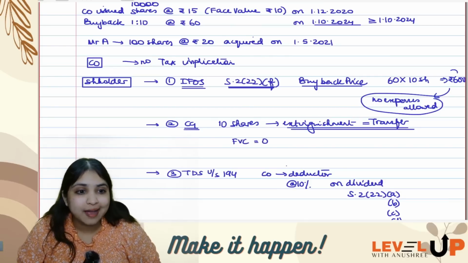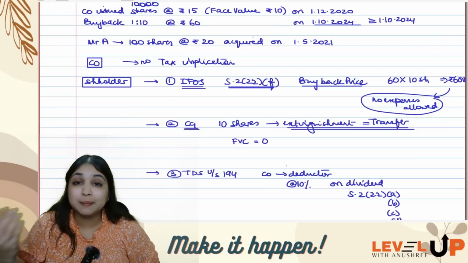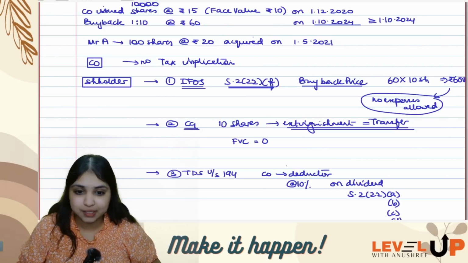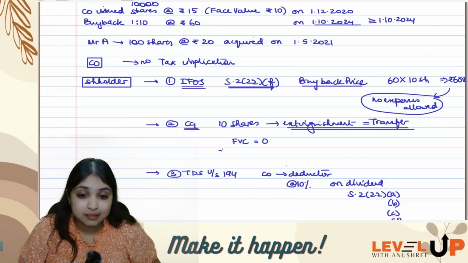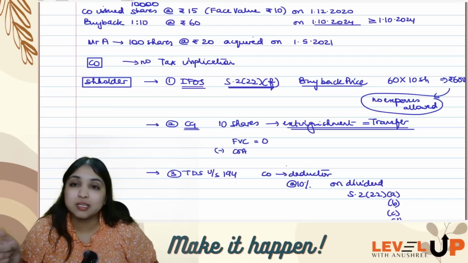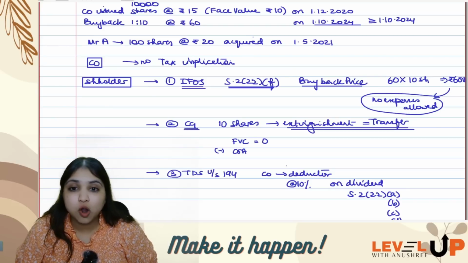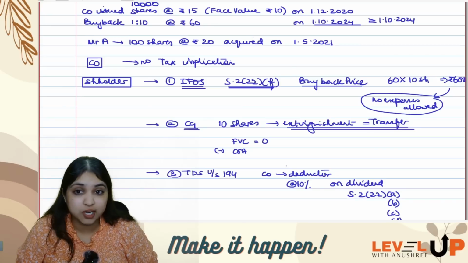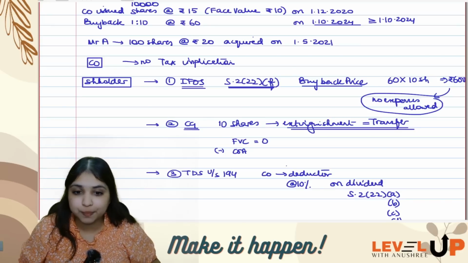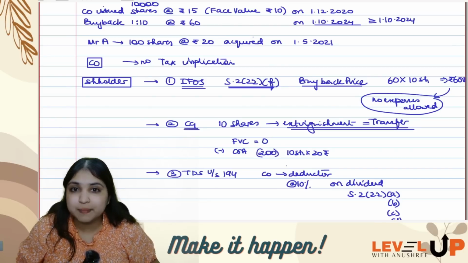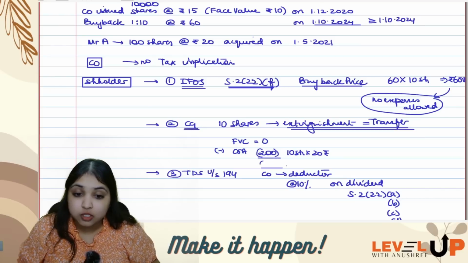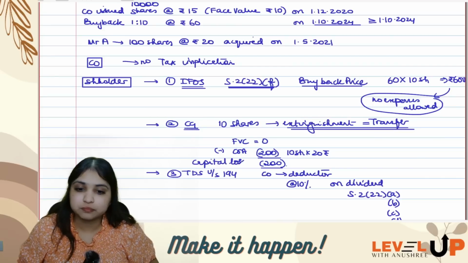Because we've already taxed the 600 rupees under IFOS, it will be unfair if it is again considered in capital gains. So full value consideration will be taken as 0 minus the cost of acquisition. What is the cost of acquisition? For this assessee, he bought these 10 shares at 20 rupees per share. So 10 shares into 20 rupees per share, that is, this 200 rupees will be considered as his cost of acquisition. So he will have a 200 rupees capital loss.